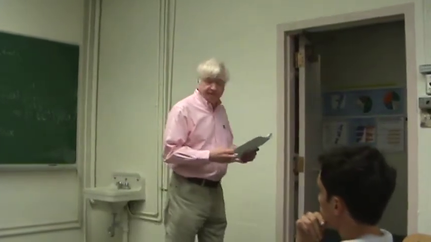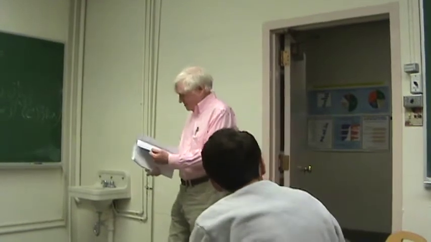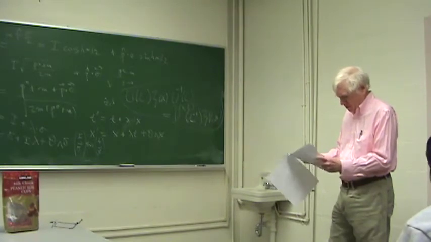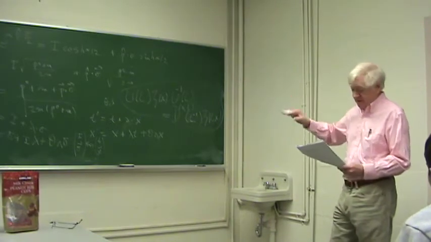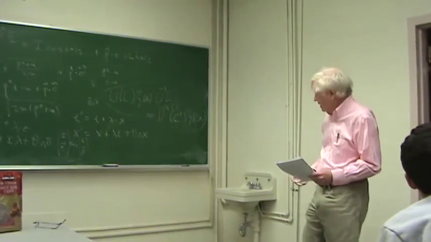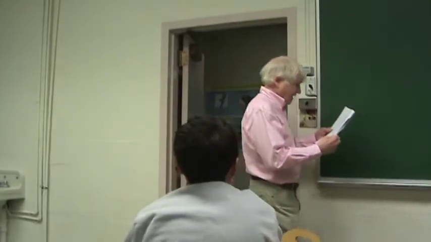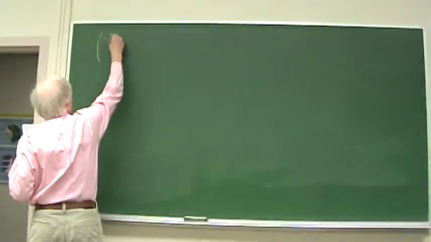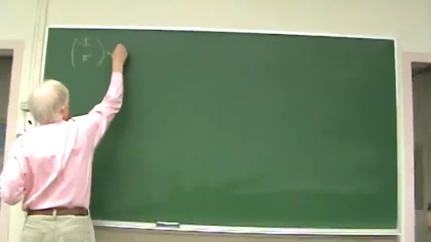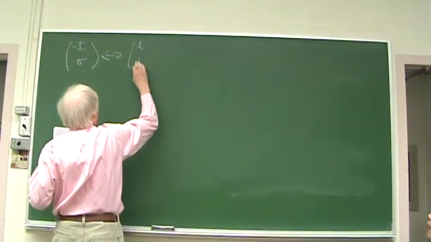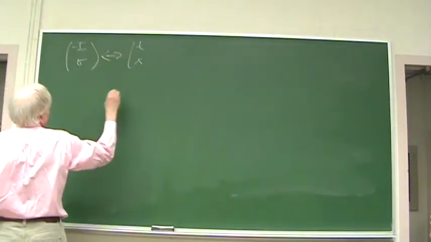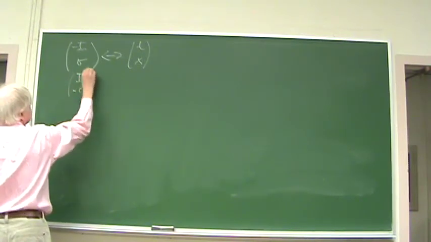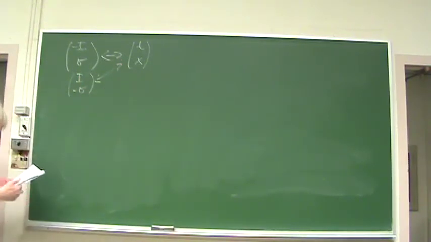Okay, so how does this work? What I'd like to do, so I don't have to wing it, is the left-handed case. In the left-handed case, the four-vector (minus i, sigma) transforms like (t, x). Or equivalently, since these are linear transformations, (i, minus sigma) transforms like (t, x).